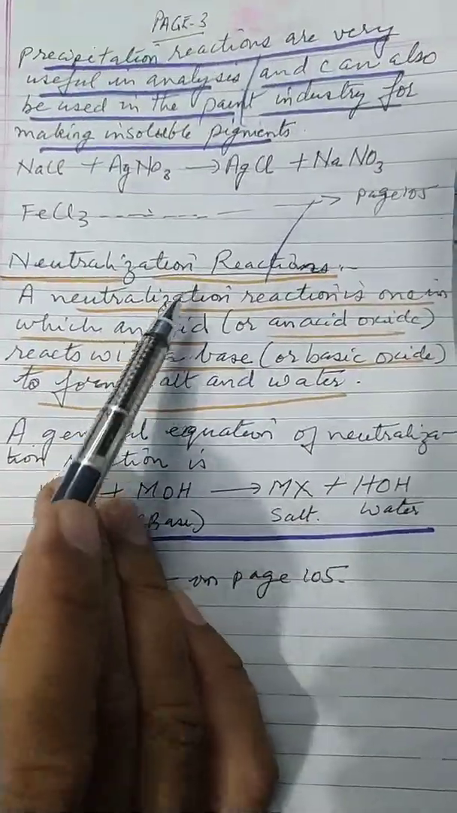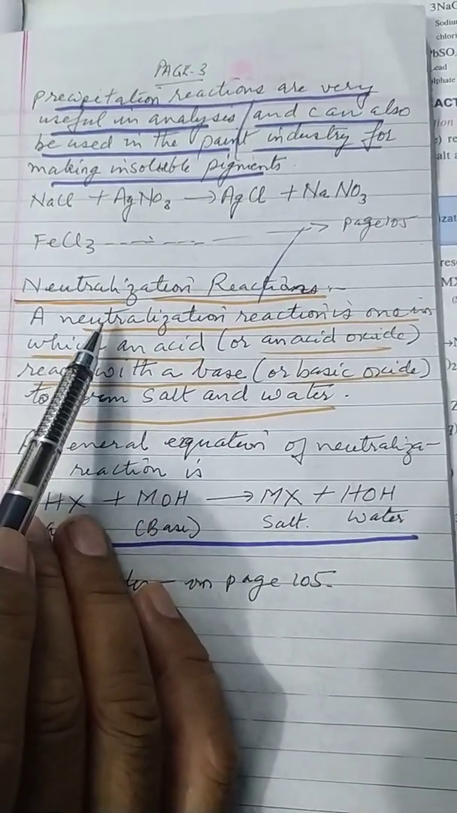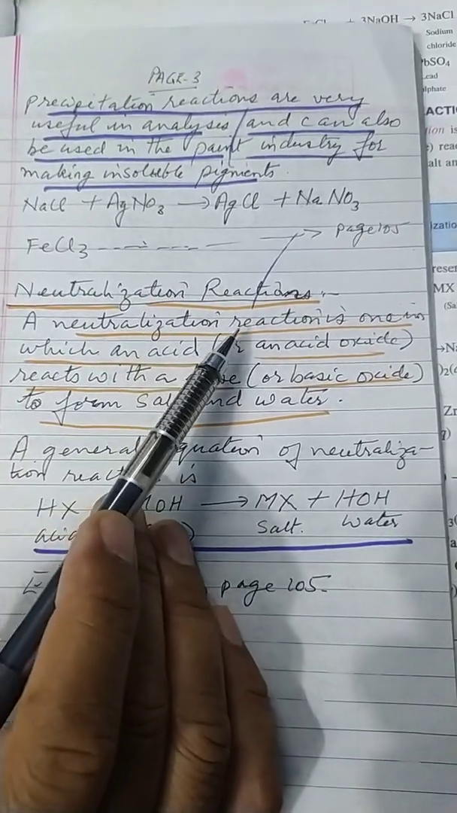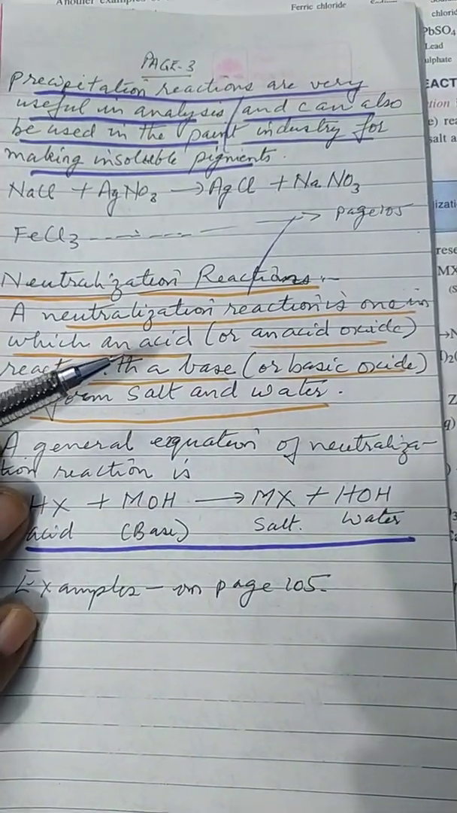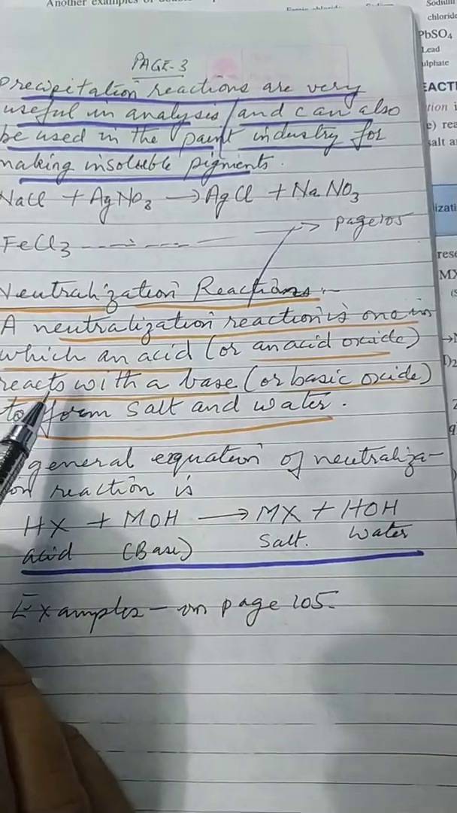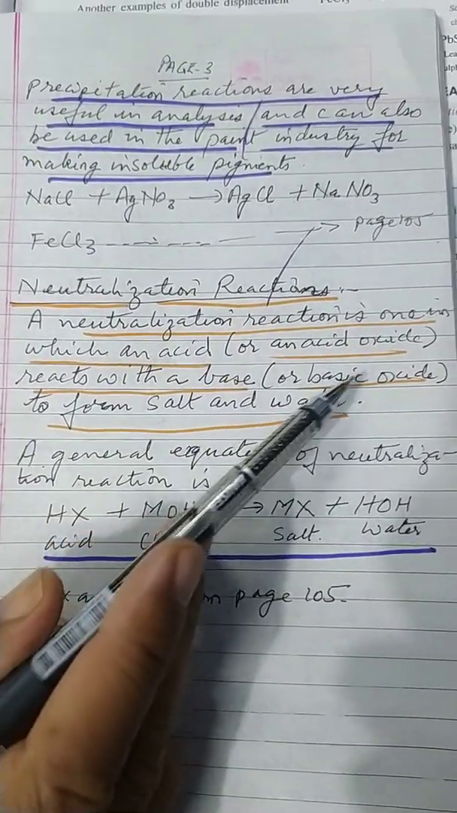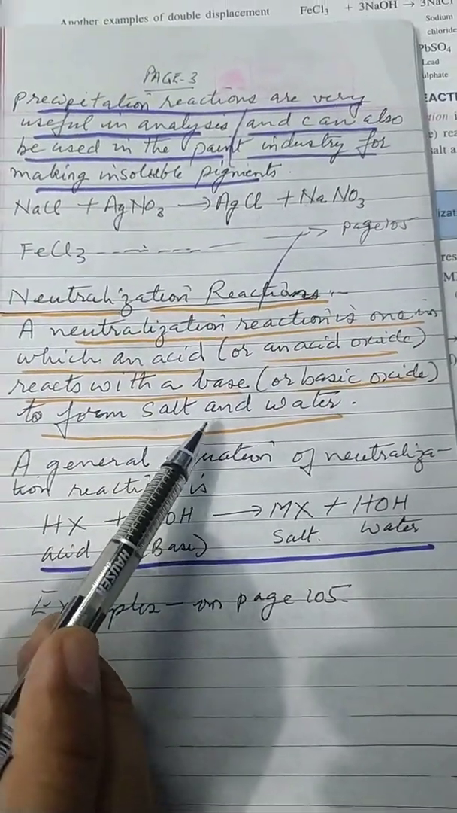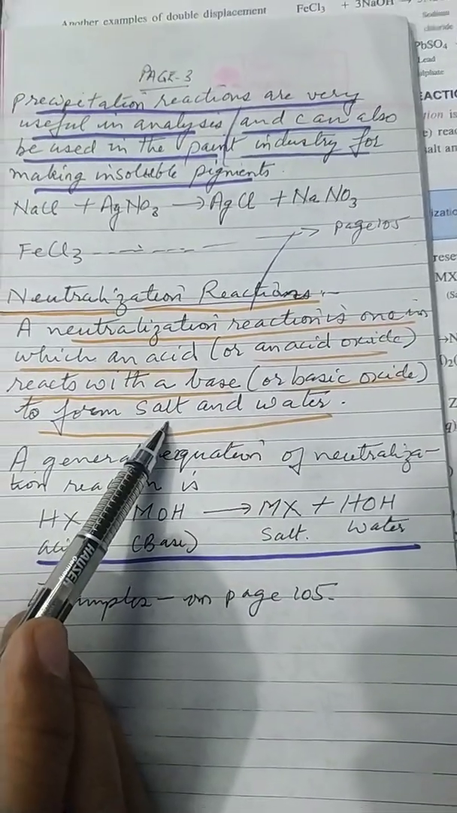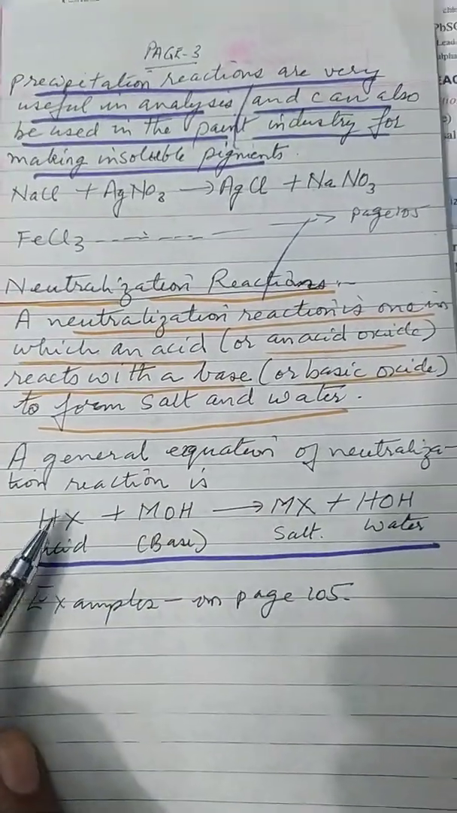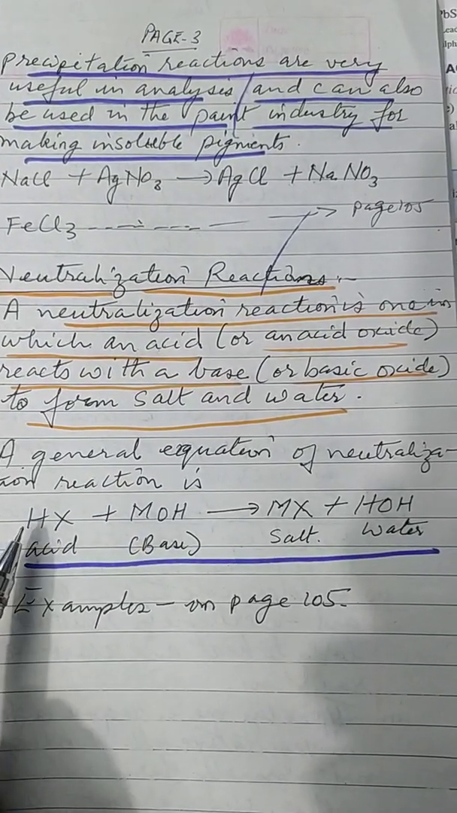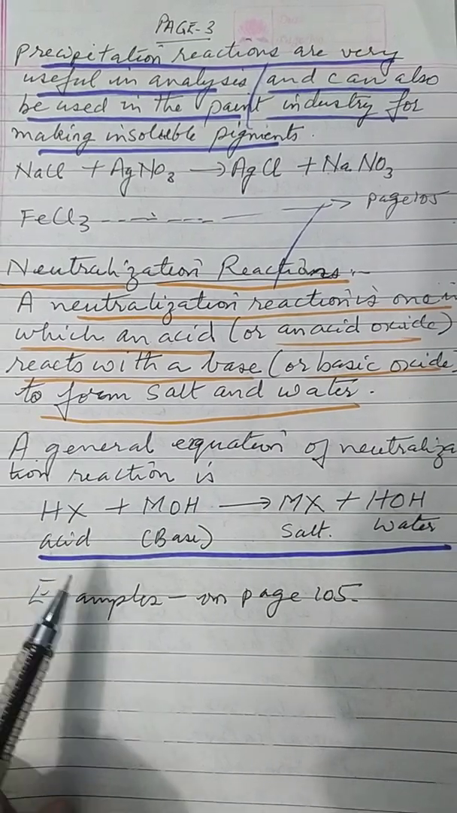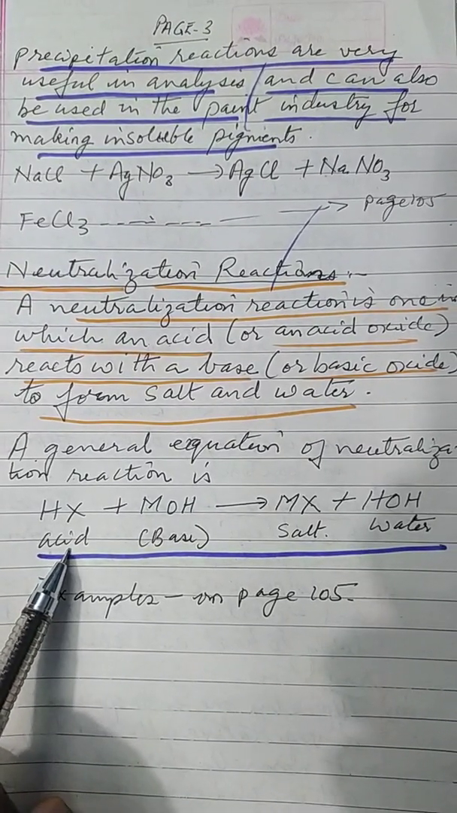Then finally we come to neutralization reactions. Now what is a neutralization reaction? Where an acid neutralizes a base. A neutralization reaction is one in which an acid or an acidic oxide reacts with a base or a basic oxide to form a salt and water. So once again we will see what a neutralization reaction is. We see an acid here. This is a general equation I have written to explain neutralization reaction.